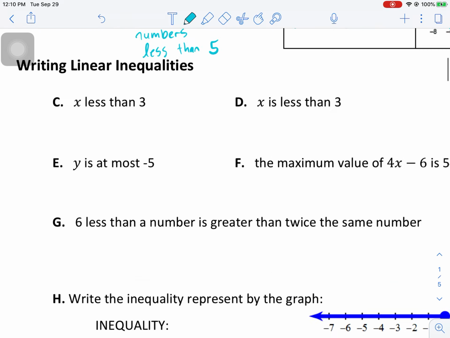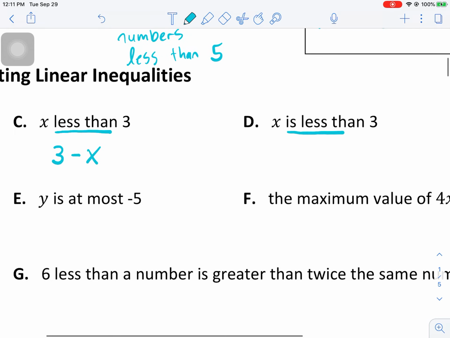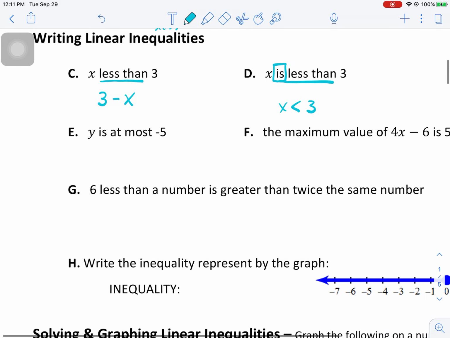So a little bit of words to math practice. So x less than 3. This is actually not an inequality. We have 3, and then if it's x less than that number, we're going to go 3 minus x. So this one is just to say there's a difference between less than and is less than. Is less than tells us that x is less than 3. That's when we use our inequality symbol. And the change is that is, right? The first one doesn't have is.